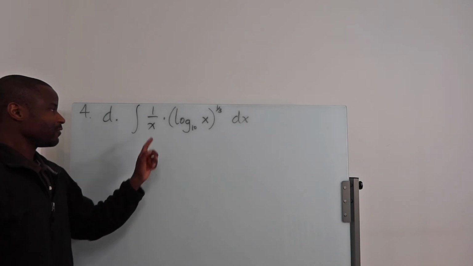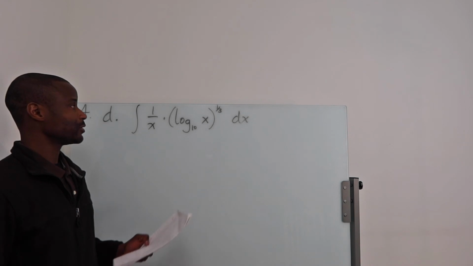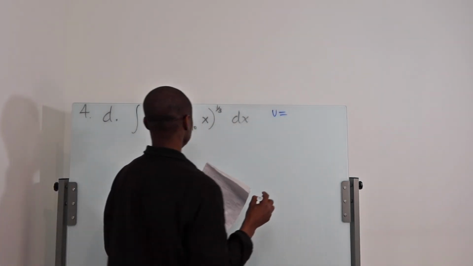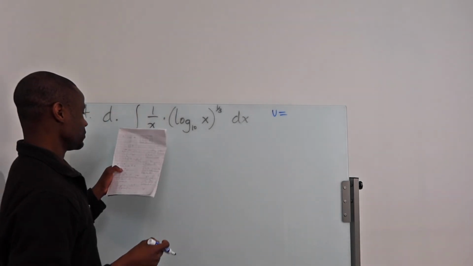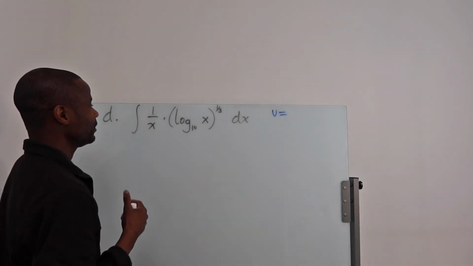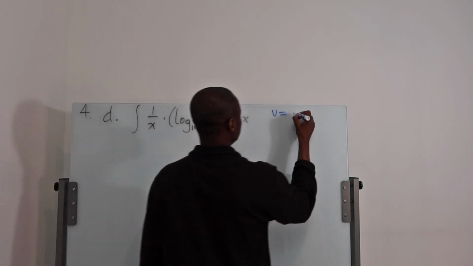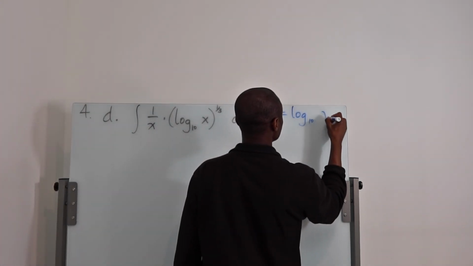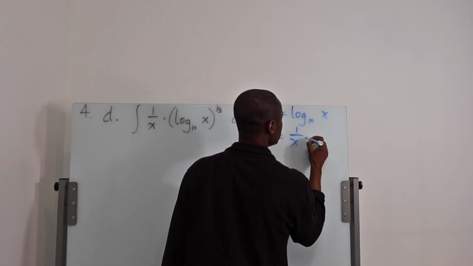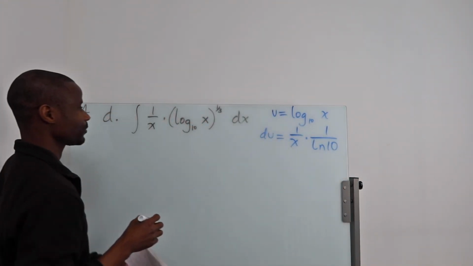For part D, we have 1 over x times a log raised to a fractional power, 1/3 power. So let's figure out how we're going to do u sub here. Again, I'm going to do u substitution because I know if I take the derivative of a log, I get a fraction. A fraction is going to be involved. So I'm going to pick my u to be log base 10 of x. That gives du is going to be 1 over x times 1 over the natural log of 10 dx.